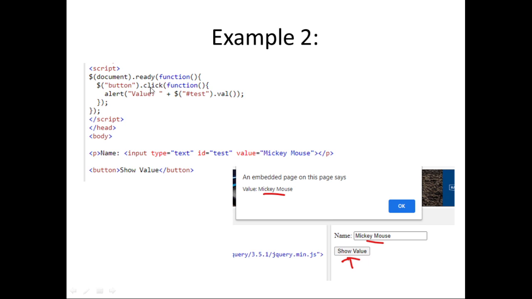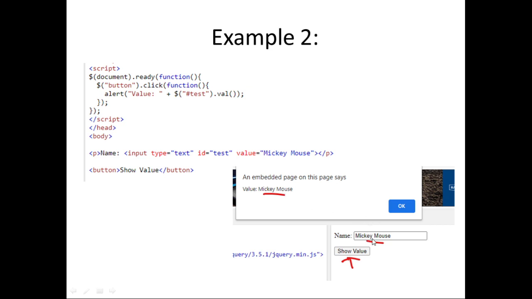So method click, that's the event. So once we click on the button, it will show value, then test.val. So val here will return whatever is the value of the input box. So the output, if you click, will be something like value Mickey Mouse.